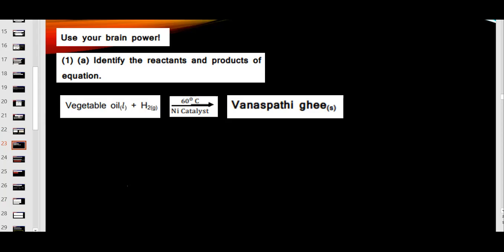Okay, just here is one question for you to identify. Identify the reactant and product of the equation. Vegetable oil and H2 gas. We always said earlier, I told you that reactants are always on the left side, so this becomes a reactant and this becomes product.